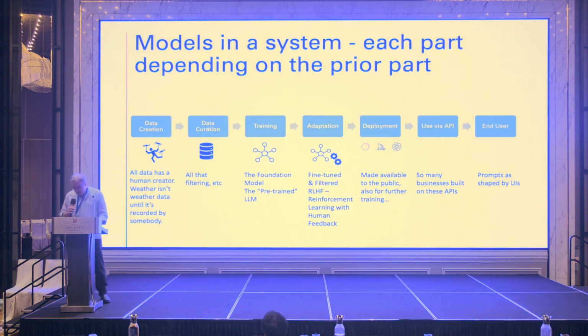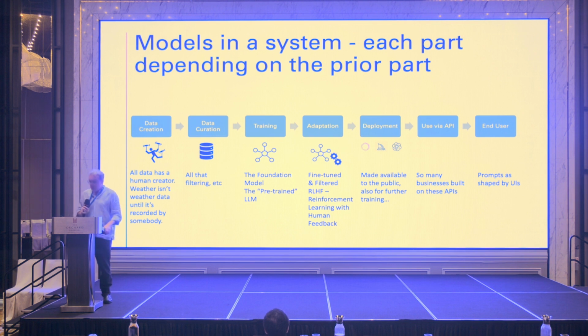So the third point then, the modular nature of how the models work. I think we really have to think about them as a system. It starts with the data and it goes all the way to the end user. Now, data is created by humans. It's not all copyrighted, but it's created by humans, right? There's weather, but it's not data until somebody decides to record it, right? So it begins with humans, then we choose the data that we train our models on, then we train our foundation model. We get our pre-trained large language model.